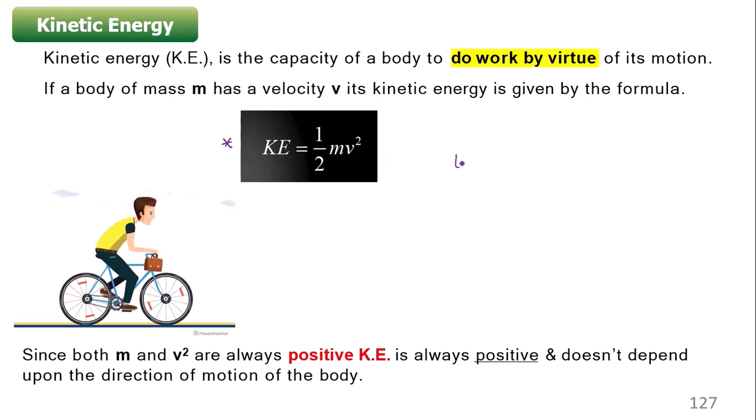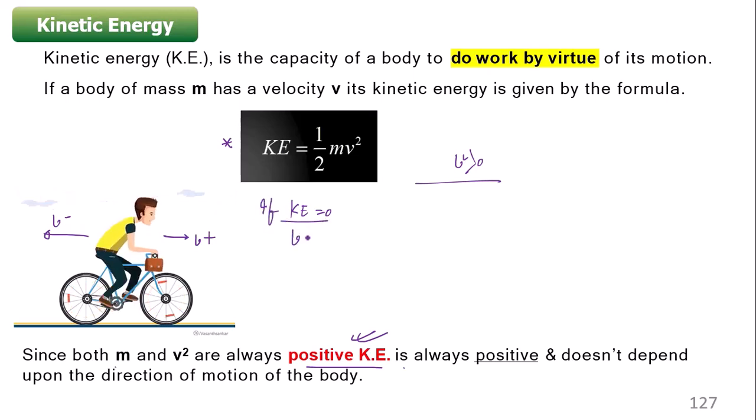Now v square is always positive. Whether the particle is moving forward or backward doesn't matter. If the particle is moving in this direction, I say v is a positive number. If the particle is moving in the left-hand direction, I say v is negative. Since it is a square, it is always a positive number. So m and v square are always positive quantities, so kinetic energy is always positive. It can never be negative, but it can be zero. If kinetic energy is zero, the body is at rest. It is not moving.